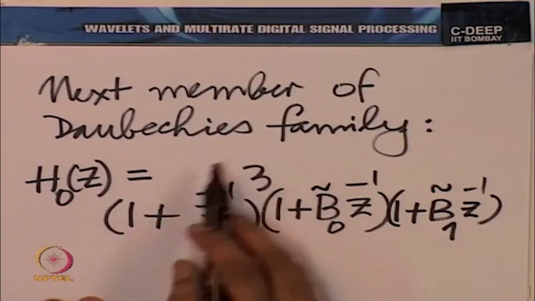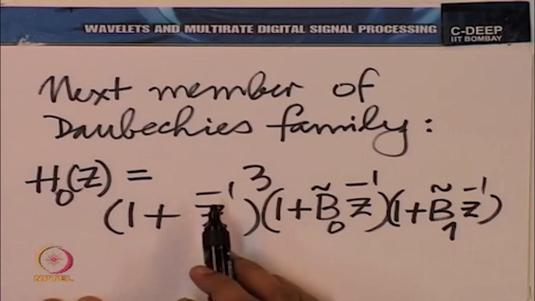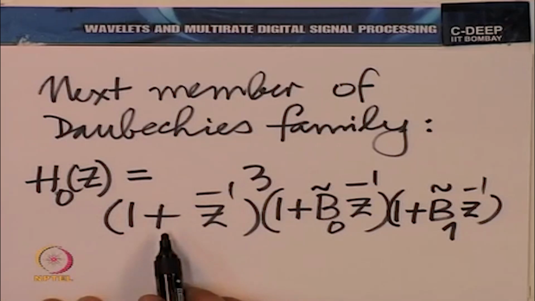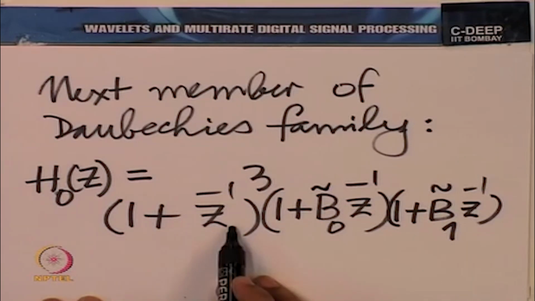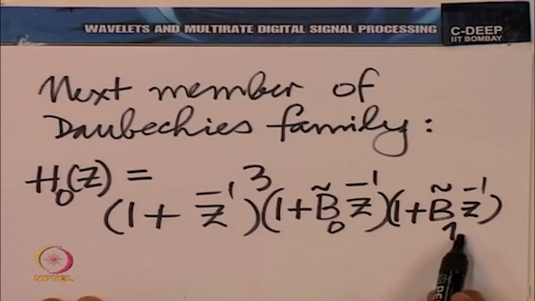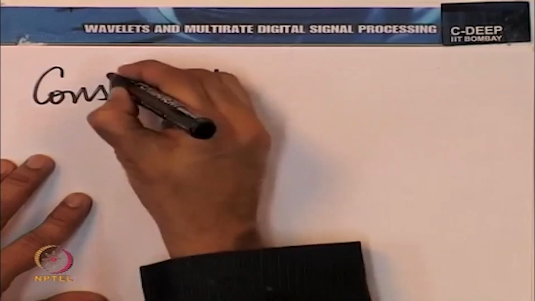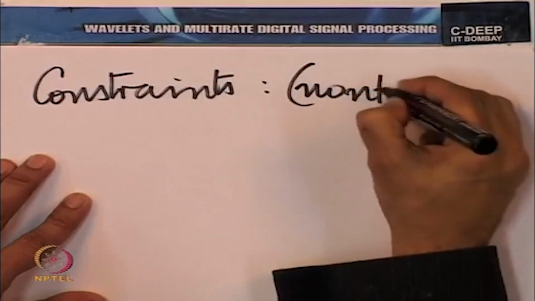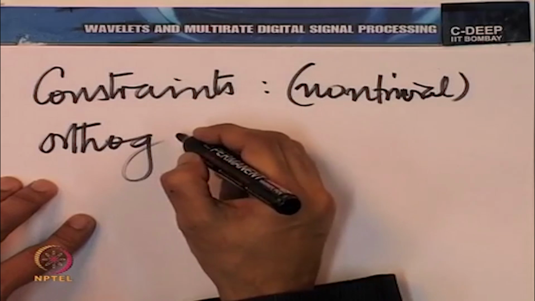Remember that this member would have a low pass filter of degree 5 and therefore length 6. And since it is degree 5 or length 6, 3 of the zeros are constrained, 2 of them are free. So, you have 2 free parameters here, B 0 tilde and B 1 tilde. And what are the constraints in this case? The constraints are the non-trivial ones, orthogonality to translation by 2 and 4.